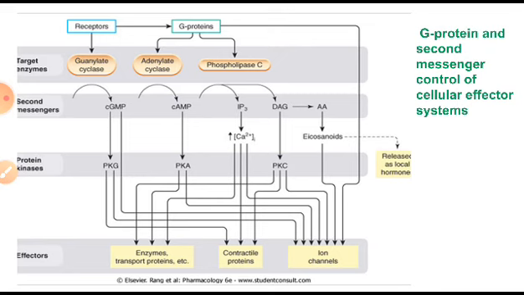These different second messengers may activate different protein kinases, maybe PKG, PKA, or PKC, right? And these protein kinases activate different effectors, right? These effectors may be enzymes, transport proteins, contractile proteins, or ion channels, right? So this is the way the different agonists are producing the different effects.